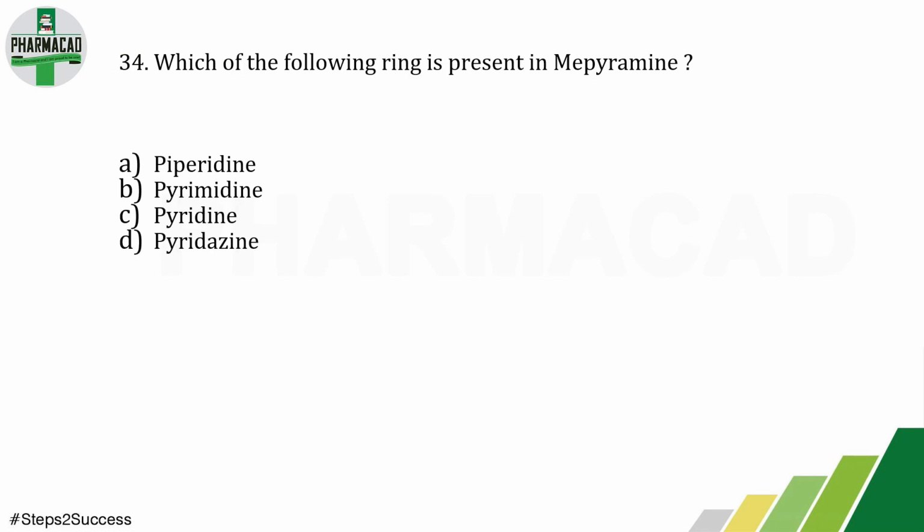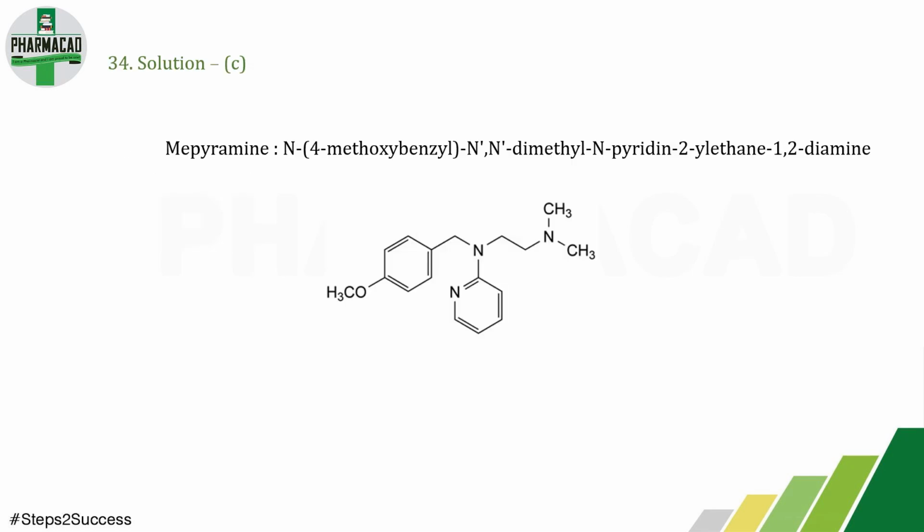Next question. Which of the following ring is present in meperidine? The options are piperidine, pyrimidine, pyridine or pyridazine. So the solution is option C, that is pyridine. So here you can see this is the pyridine ring that we have. So this is the ring which is present in meperidine. The IUPAC name of meperidine is given here. You can see N-pyridine.